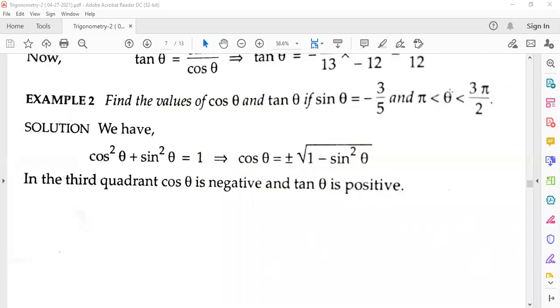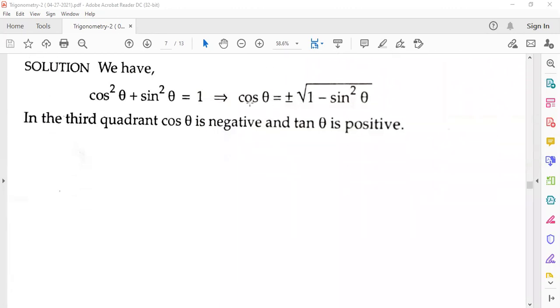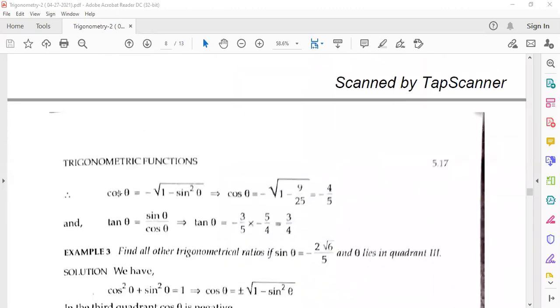Here it is given that theta is in the third quadrant, and sin theta is given. Again, we know that cos square theta plus sin square theta equals 1. So cos theta equals plus minus root over 1 minus sin square theta. In the third quadrant, cos theta is negative and tan theta is positive. Right? We have to find out cos theta and tan theta. So we are taking cos theta equal to minus root over 1 minus sin square theta.